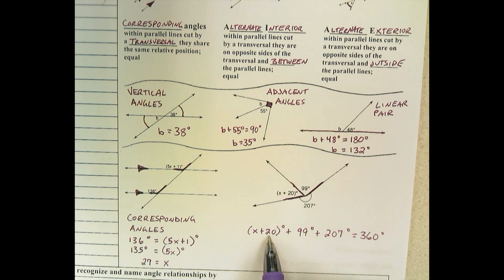If on the left we add the 20, the 99, and the 207, we're going to get x plus 326 degrees is equal to 360 degrees. And then if we subtract 326 from the left and the right, we arrive at x is equal to 34.